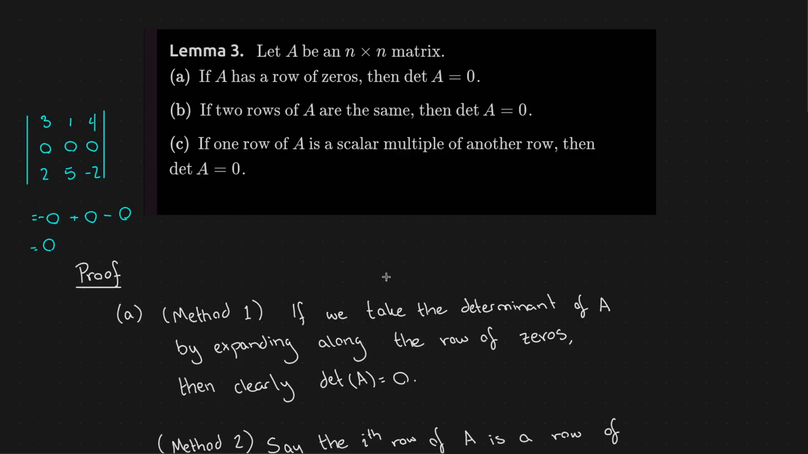Okay? And that proves part B. We have 2 rows of A. If 2 rows of A are the same, then we've shown the determinant of A is equal to 0.